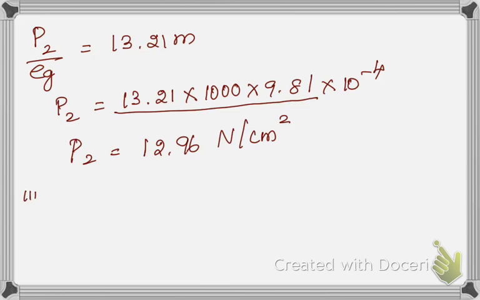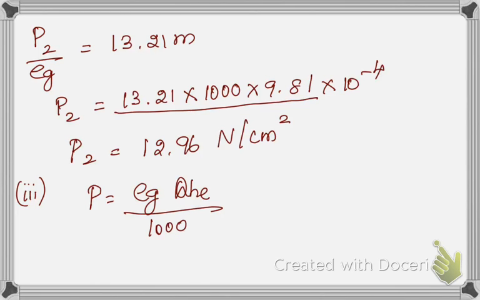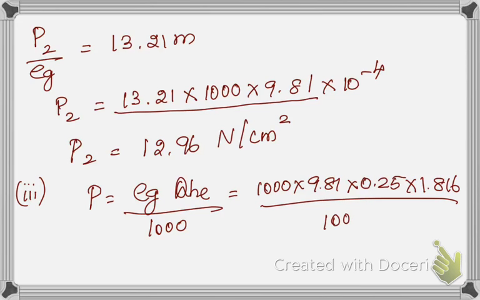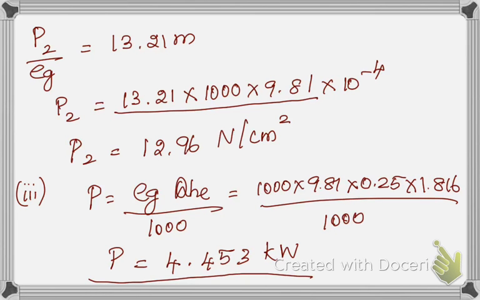And the third one is power loss. Power loss is nothing but P is equal to rho g Q He by 1000. Rho is 1000, g is 9.81, Q is 0.25, He is 1.816, divided by 1000. I will be getting my P value as 4.453 kilowatt. That is, power loss due to sudden enlargement will be 4.453 kilowatt.